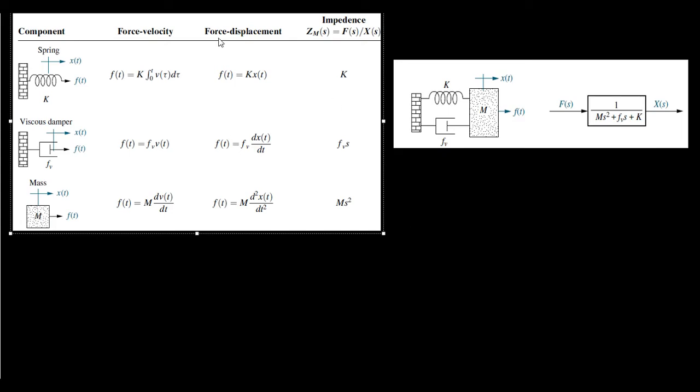Okay, so ituturo ko sa inyo kung paano kumuha ng transfer function ng isang mechanical system. Specifically, one body mechanical system. So, merong three components ang mechanical system. The first one is spring, viscous damper, and the mass. And each component meron siyang force velocity equation, force displacement equation. I'm sure ito ay alam niyo na, kasi sa physics inaral na 'to.